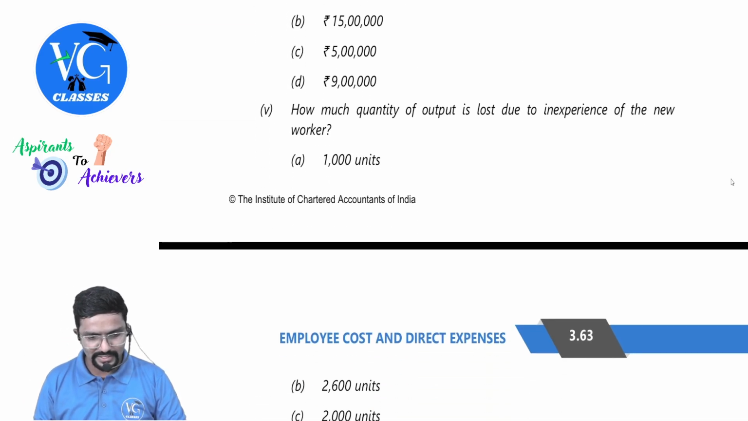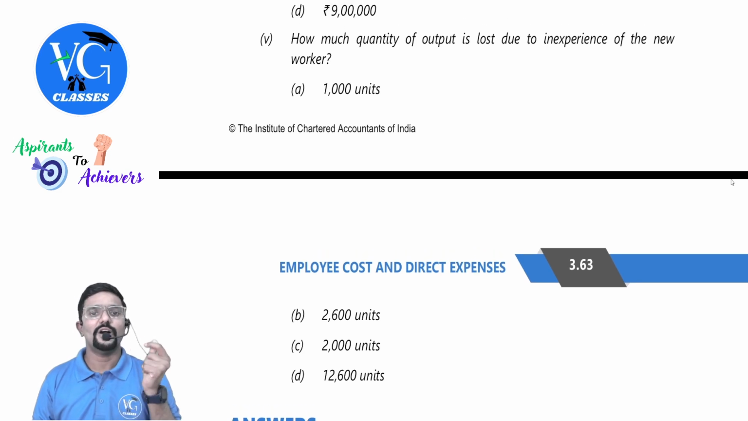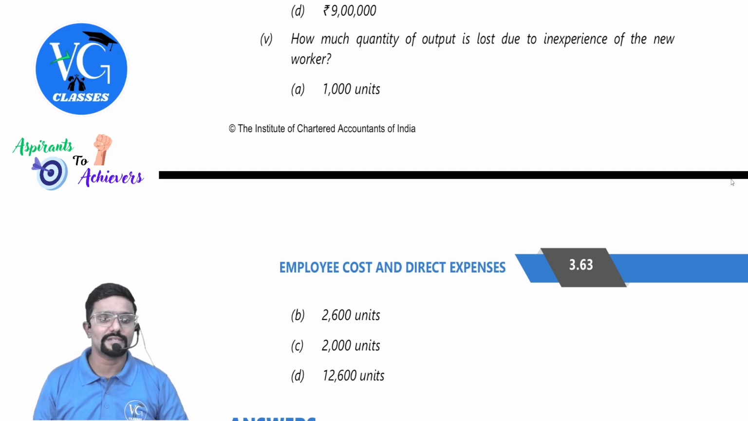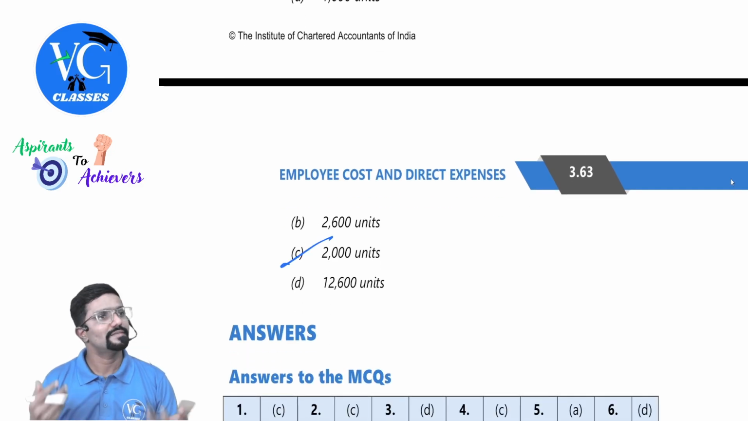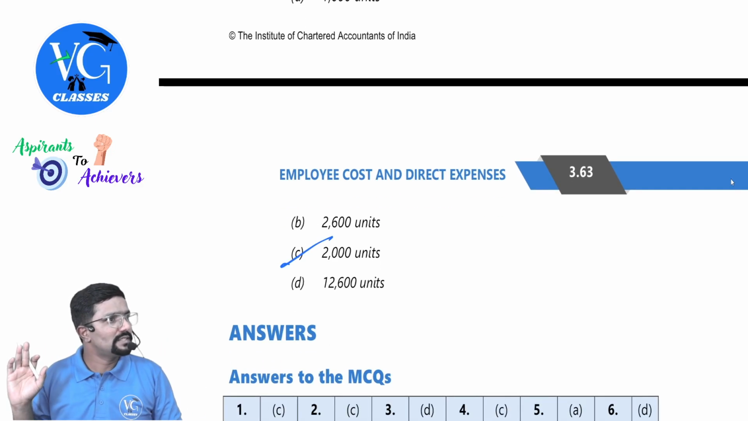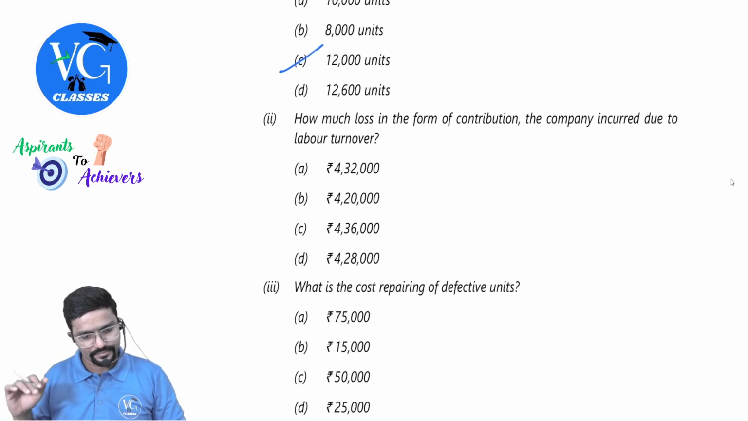I guess one more question is there. That also we will answer now only. How much quantity of output is lost due to inexperience of new workers? How much is that? 2,000. Answered both, guys.